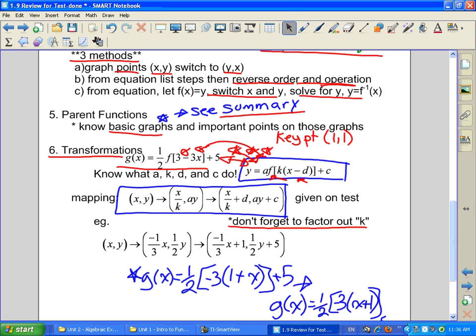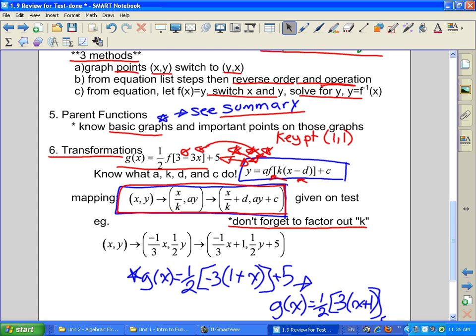And again, you're going to be using this mapping sequence to help you deal with that A and K transformations in terms of the compressions and the stretches in both the vertical and the horizontal sense, as well as your reflection of the x-axis and y-axis. And again, I'll provide you that formula. You just have to know how to use it.